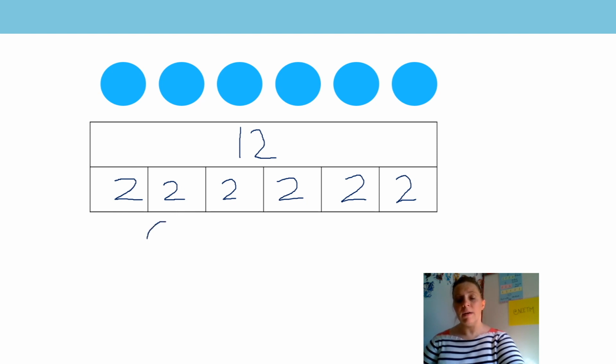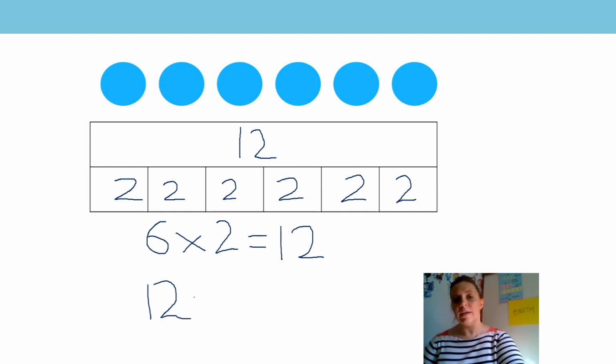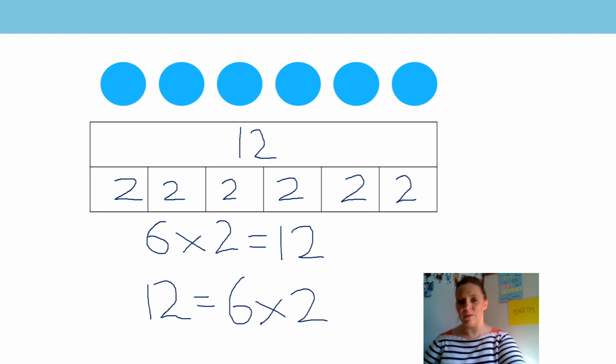I wrote factor times factor is equal to the product. And then I wrote product is equal to factor times factor. I could say the numbers, couldn't I? 6 times 2 is equal to 12. 12 is the product of 6 times 2.